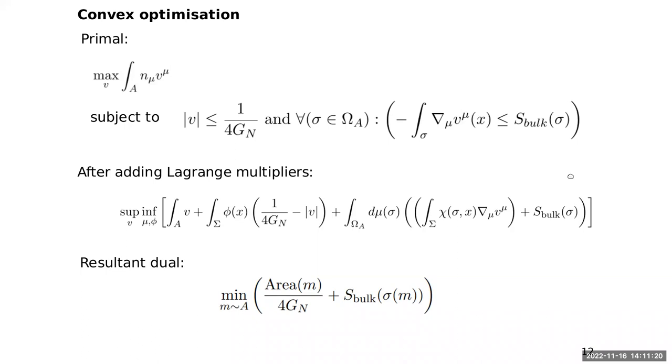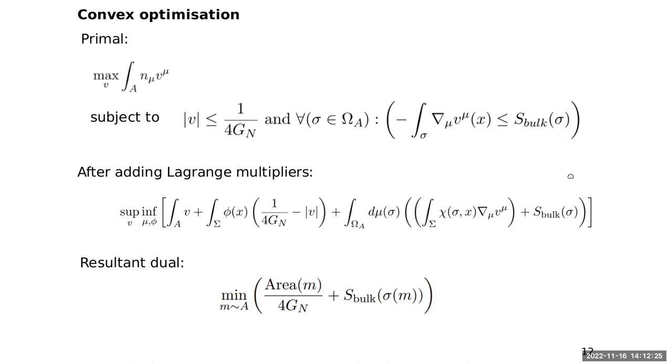Now, this is a constraint that has to be satisfied at every point in the bulk slice. That's what this capital sigma is. So phi is a Lagrange multiplier at every point on capital sigma. And that enforces this constraint. And mu is a probability measure on bulk homology regions for A. This chi is a characteristic function. So it equals one if x is in sigma, where sigma is some homology region, and zero otherwise. So this mu acts as a Lagrange multiplier, enforcing that constraint on the divergence of V that I gave in the proposal.